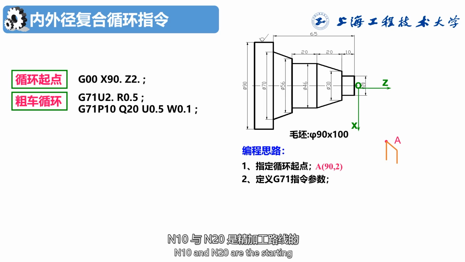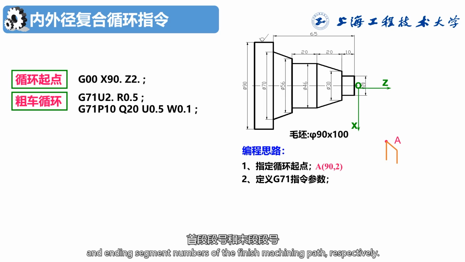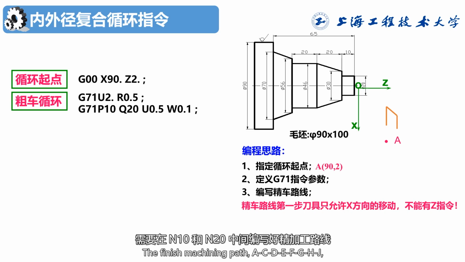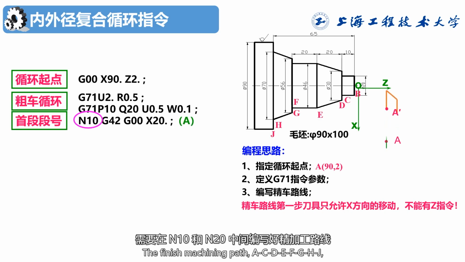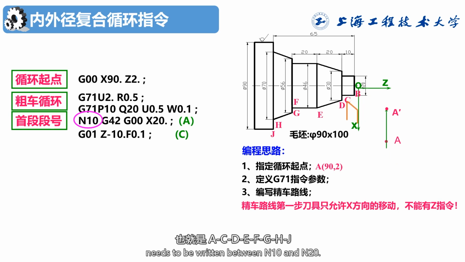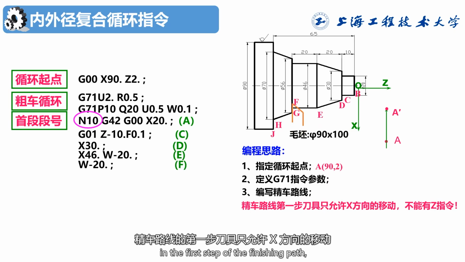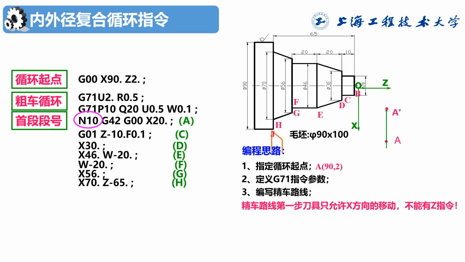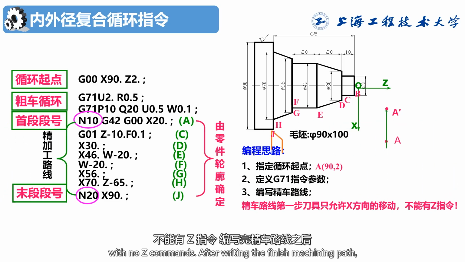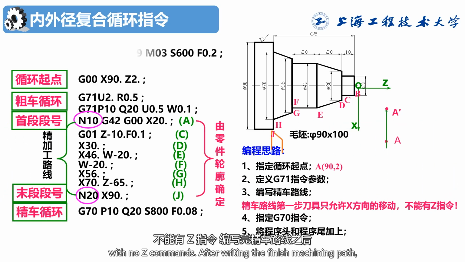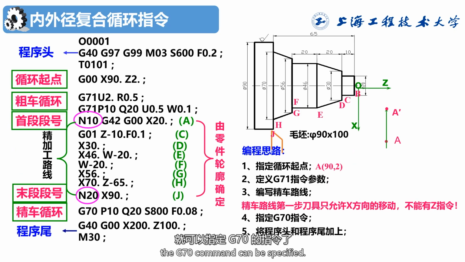N10 and N20 are the starting and ending segment numbers of the finish machining pass, respectively. The finish machining pass, A-C-D-E-F-G-H-J, needs to be written between N10 and N20. It is important to note that in the first step of the finishing pass, the tool is only allowed to move in the X direction, with no Z commands. After writing the finished machining pass, the G70 command can be specified. Finally, add the program header and footer to complete the entire program.